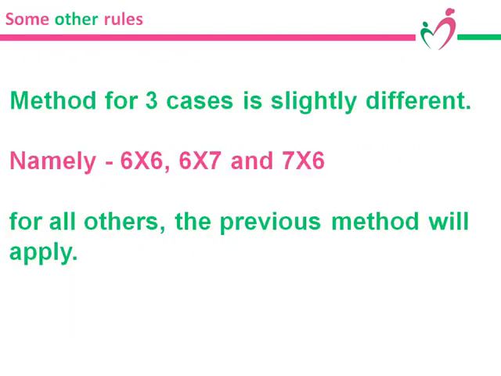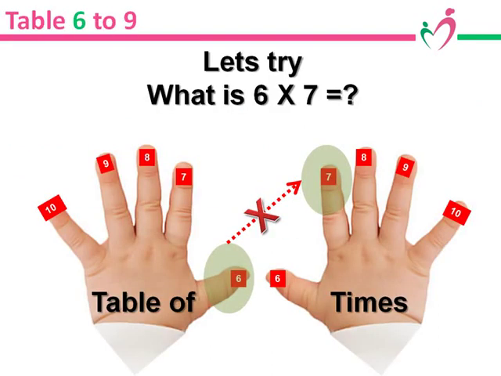Isn't that fun? This method solves all the multiplication challenges of tables 6 to 9. There are 3 cases which have a slightly different solution. These 3 cases are 6 multiplied by 6, 6 by 7 and 7 by 6. For all others, the previous method will apply. Let us now learn how to do 6 by 6, 6 by 7 and 7 by 6 using the children's hands. Let's take this example where we want to get 6 multiplied by 7.